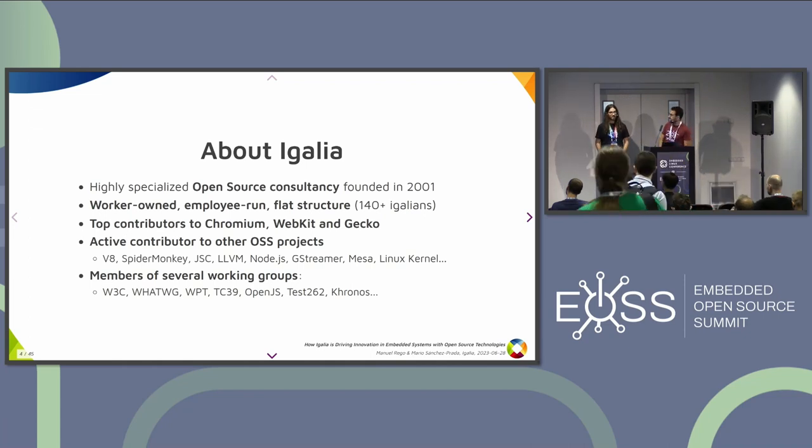Anyway, one important thing about Igalia is that we are the top contributors to Chromium, WebKit, and Gecko outside of the actual companies maintaining the projects. And we are very active in several different open source projects, like the different JavaScript engines too, LLVM, GStreamer, a bunch of them. We will be going over all these during the talk. And we are members of a bunch of different standards groups in many areas of the stack.